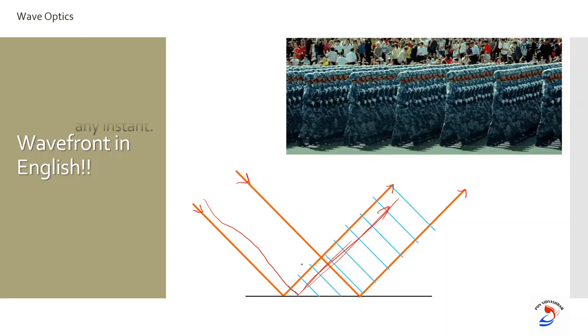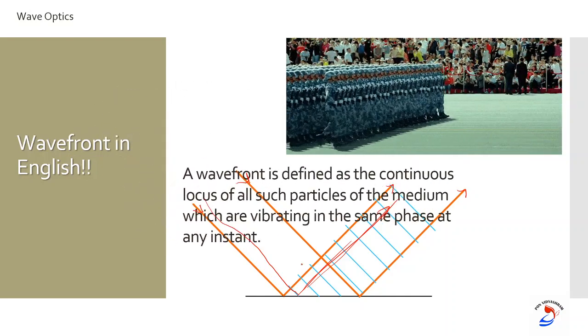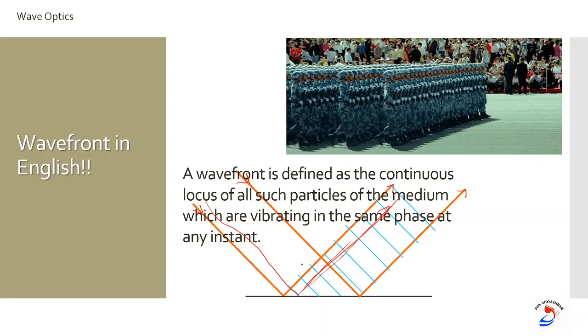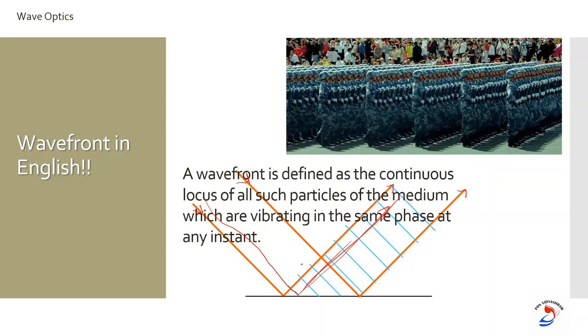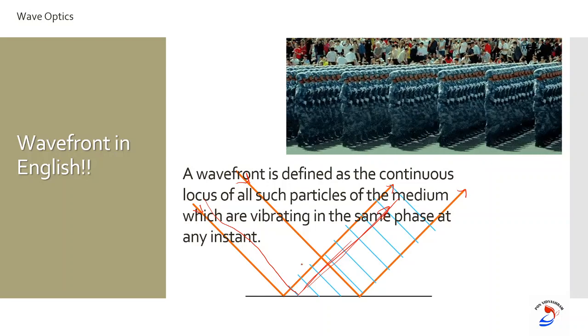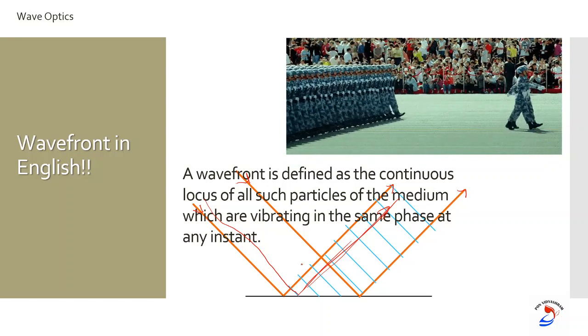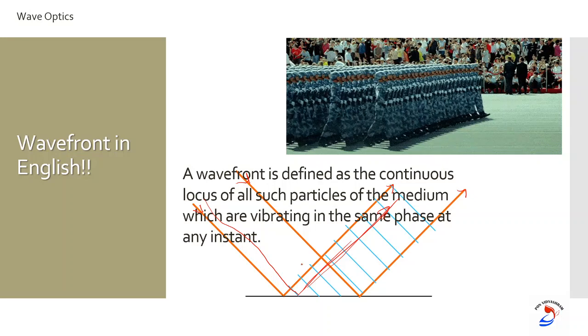Okay, so now you understood what wavefront actually means. It is the continuous locus of all the particles in a particular row of the medium which are vibrating in the same phase at any given instant of time. So if I choose any row in this particular parade, they're all going in the same phase, right? So that is what a wavefront means. Hope you've understood this.